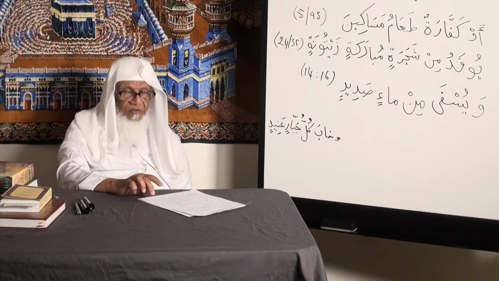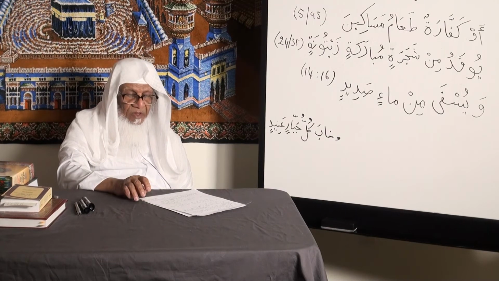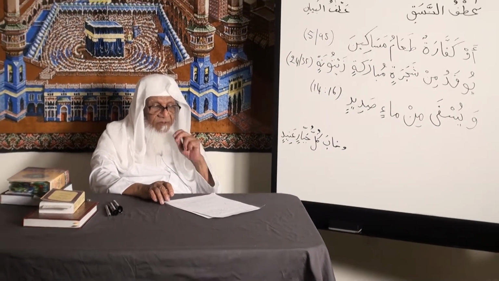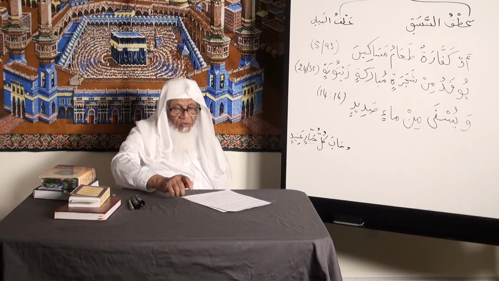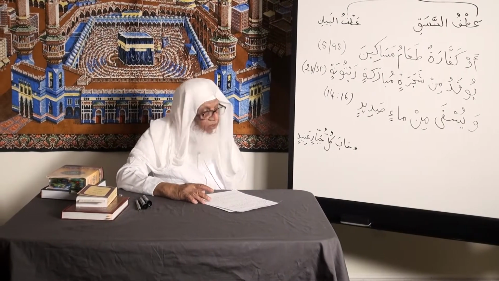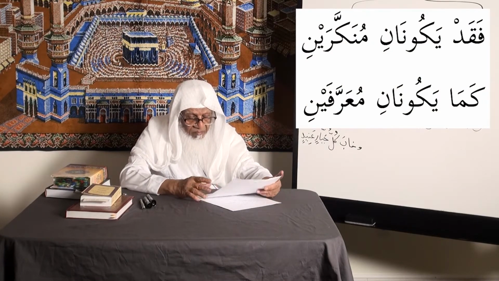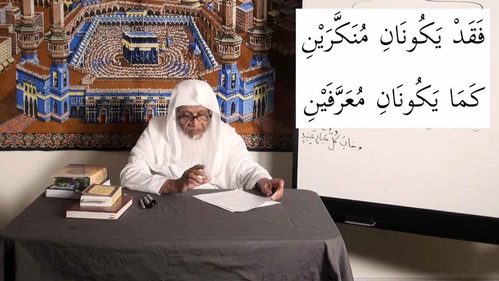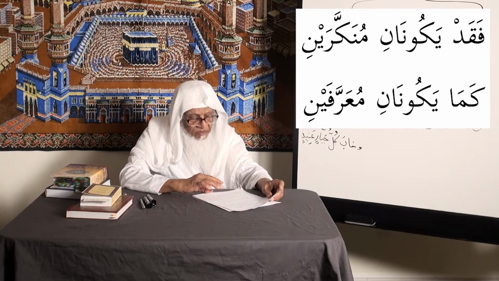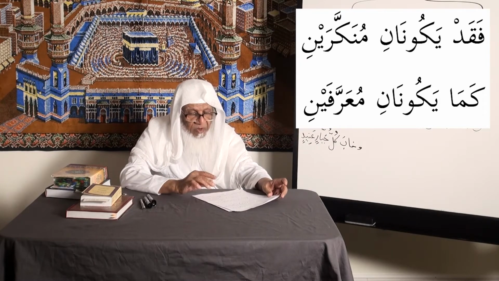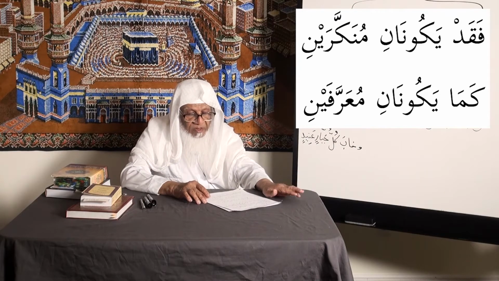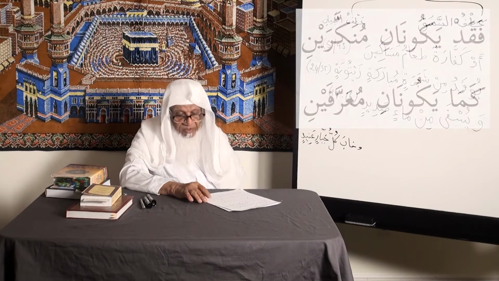Yusqa min ma'in صديد. ماء نكرة, صديد نكرة. And also اشتريت حليا سوارا, I bought ornament, a bracelet. So as I told you, Ibn Malik advocates that the عطف البيان can be نكرة. Others, some grammarians, say it cannot be. But he says, فَقَدْ يَكُونَانِ مُنَكَّرَيْنِ كَمَا يَكُونَانِ مُعَرَّفَيْنِ.